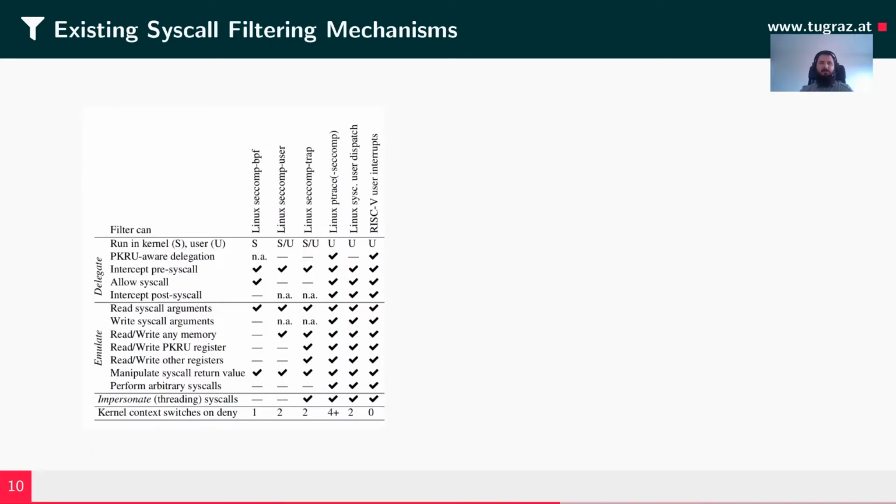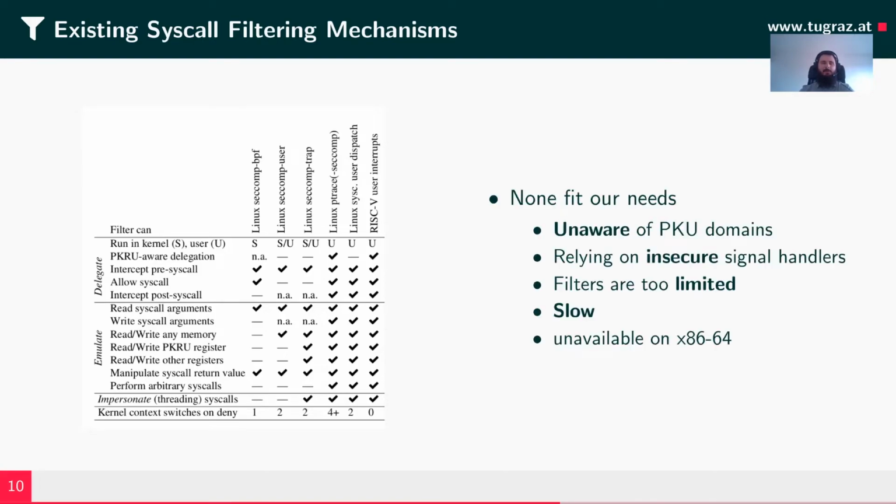We analyzed the filtering mechanisms that exist in Linux today, like ptrace, seccomp, and so on. However, we found that none of them really fit our needs. For example, they are not domain aware, rely on insecure signal handlers, are too limited, too slow, or not available on common CPUs.